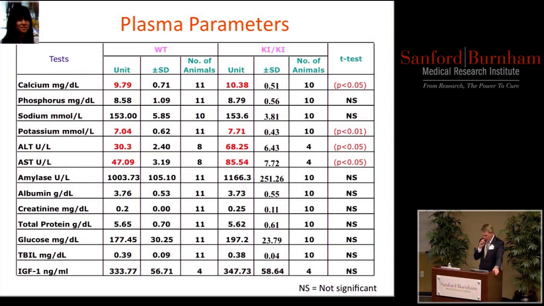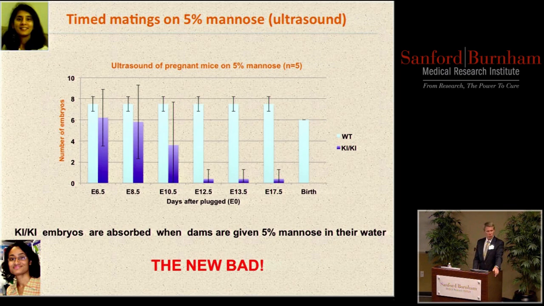But we thought, well, one of the things we better do is to feed the moms mannose. Just in case there are things that we can track, then, of course, by adding mannose to this embryo that now has 15% residual activity, which is considerable, that will be able to correct whatever those deficiencies are that we find later on. Well, here comes the new bad.